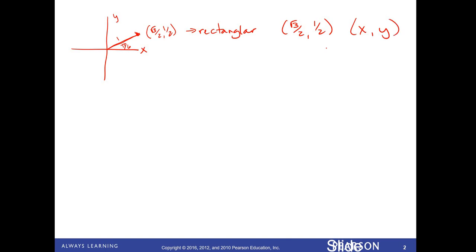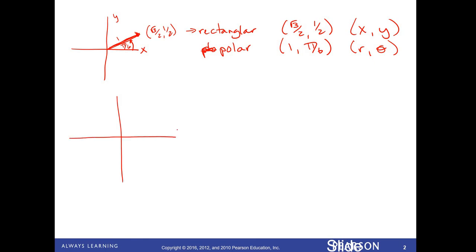Rectangular coordinates are in terms of x, y. If I want to write this as a polar coordinate, I would measure by the radius, how far it is out from the center, and what angle it is. So it's at a pi over 6 angle, out 1 unit, and that's exactly the same spot on the graph as root 3 over 2, 1/2. This is in terms of r and theta. Let's look at another one.